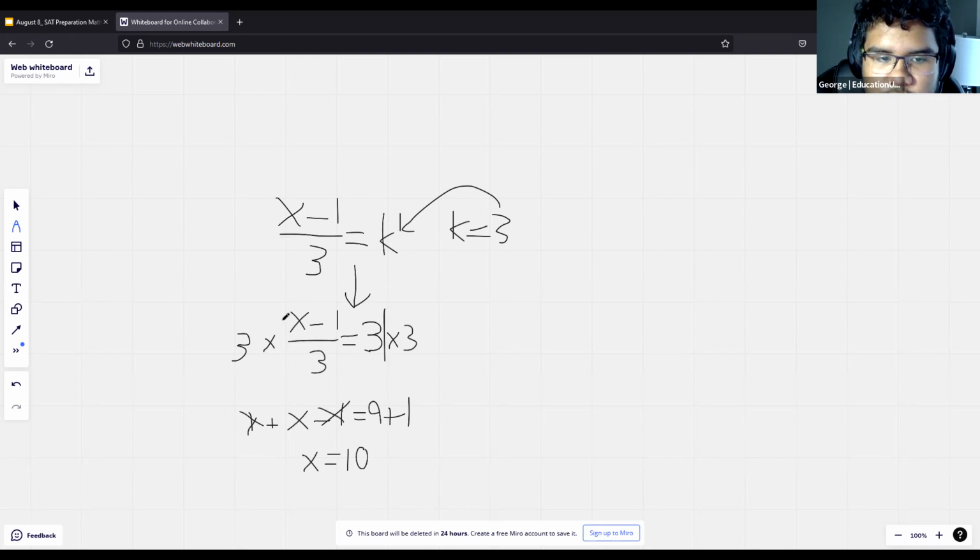You can disregard this portion right now because that's before we continue to solve the equation. But once you substitute 3 in place of k, what you get is an equation with one variable x, and the question is asking you to solve for the value of x, like what x is supposed to be so that this equation is correct.